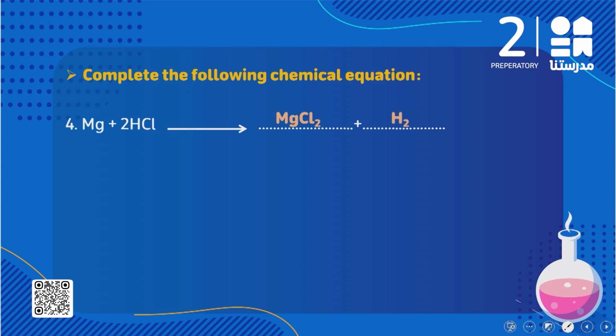Is the equation balanced? Yes. Here I have one Mg and here MgCl2, with 2Cl on the left. Here I have 2 hydrogen and here 2 hydrogen. So the chemical equation is balanced.